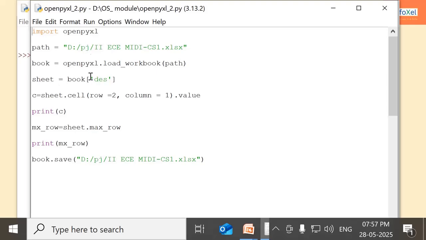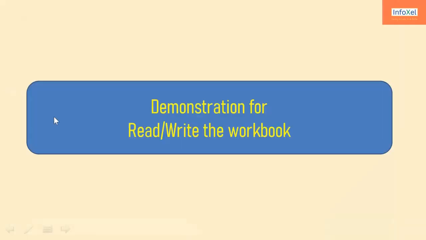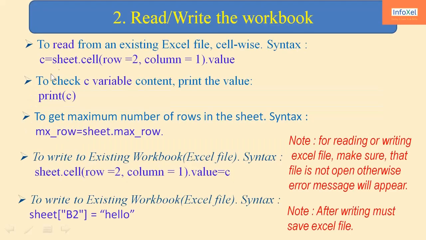We have all done this already in the previous demonstration. Now this is the new thing. We have to now read the value of a cell from a particular sheet. This is the sheet DES. So the command is sheet.cell row 2 column 1. So you can see here, C equal to sheet.cell row 2 column 1 dot value.